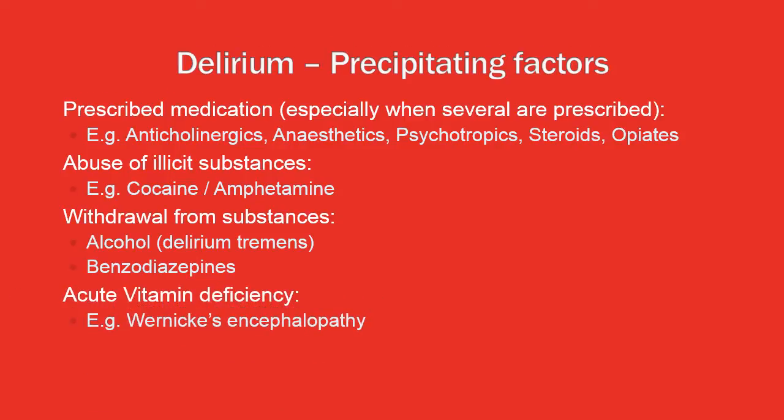Acute vitamin deficiency, for example, acute thiamine deficiency can result in Wernicke's encephalopathy, which is characterized by delirium. Excessive use of physical restraints routinely in elderly patients can result in delirium. So restraints should be used judiciously.